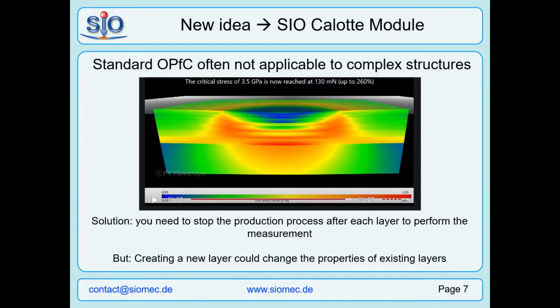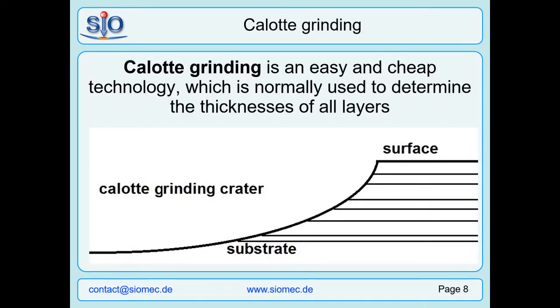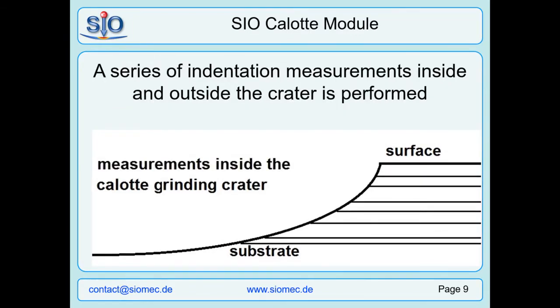And exactly that is why the new Calotte module is a really great innovation. It is the first and only tool worldwide with which you can determine a true realistic profile of the material's properties, instead of only taking average values. It is based on the calotte grinding, which is a cheap but effective process in which the material layer pile is ground such that a so-called grinding crater shows the different layers with all their thicknesses. Then a series of indentation test measurements is performed inside and outside this crater.